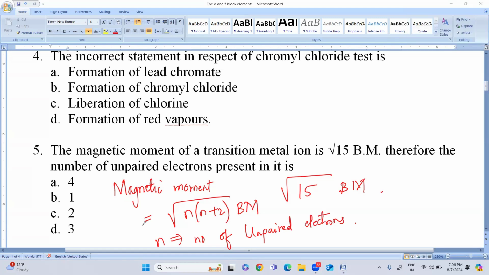Ma'am, for this formula there is no element given here. How should we calculate, ma'am?